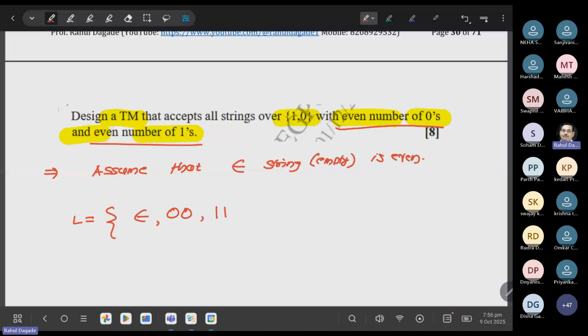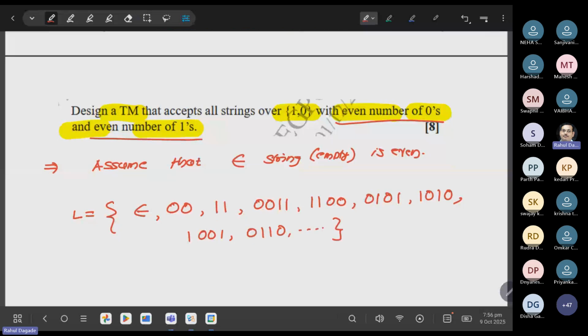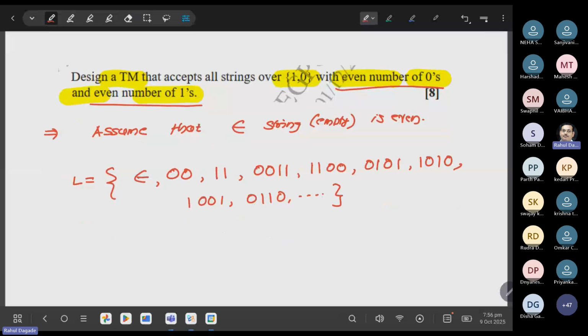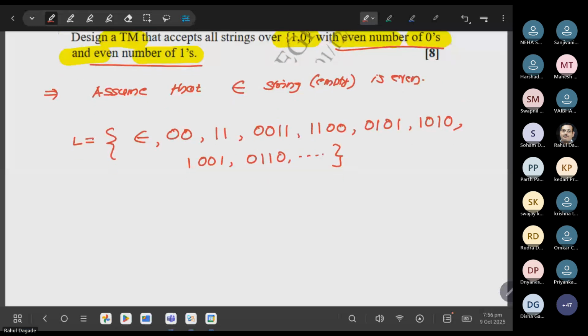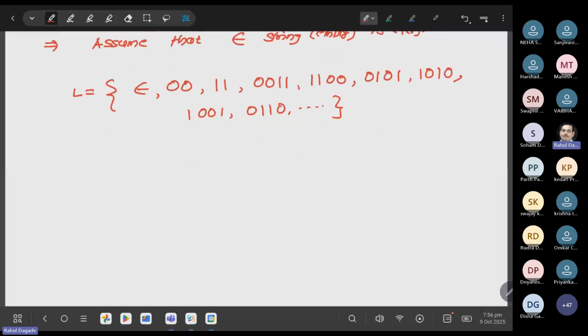Now for 4 length string, our accepted string will be 0 0 1 1 or 1 1 0 0 or 0 1 0 1, 1 0 1 0, or it could be even 1 0 0 1 or 0 1 1 0, so and so forth. So this indicates the acceptable even number of zeros and even number of ones. So let us have now design it, what logic we will apply.